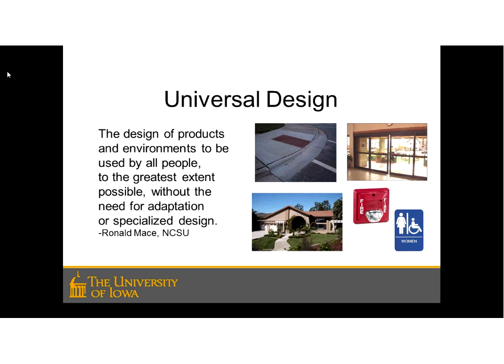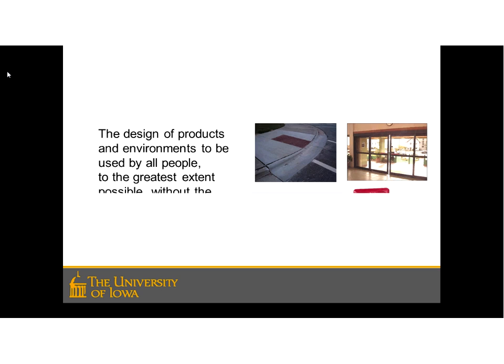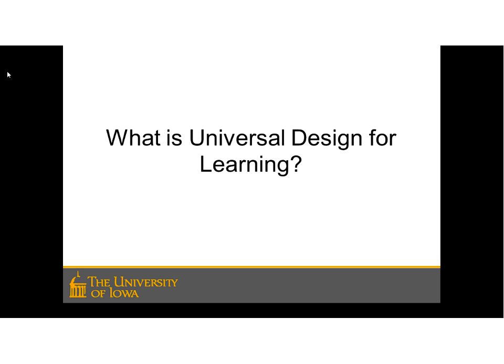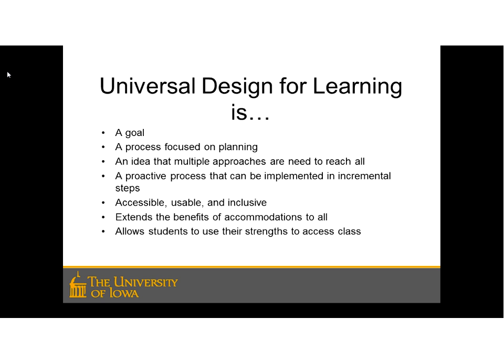So that's the concept of universal design, is that it's designing of environments to make them accessible to everybody. So keep that in mind when we talk about universal design for learning and what universal design for learning is. Well, this is what it is. It's a goal. It's a process focused on planning. Really, the key to universally designing something is thinking out ahead of time what issues people might have with accessing your class, and then designing workarounds around those issues. It's an idea that not everybody learns the same way, and that multiple approaches might be needed to reach everybody in your class. It's a proactive process, can be implemented in steps. The key to this is also it's accessible, it's usable, and it's inclusive. So if you universally design a class, it's accessible to everybody, everybody can use it, and everybody's included as well.